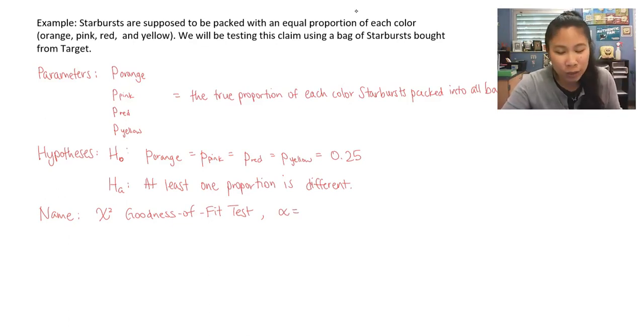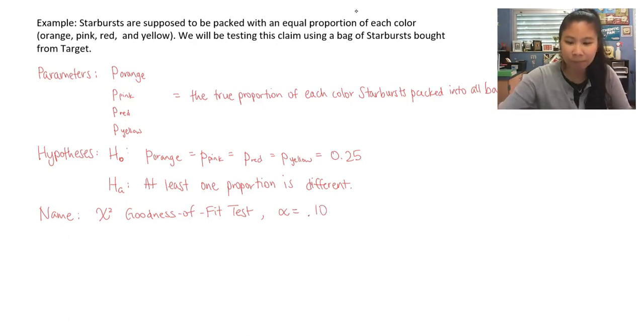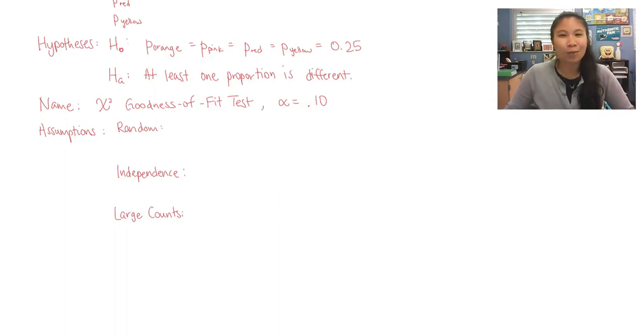We weren't told what to use, so I'm just going to choose, let's go with 0.10. So not the lowest level of significance here, but still a commonly used one. All right, so our next step in the PHANTOMS process would be to check our assumptions/conditions.